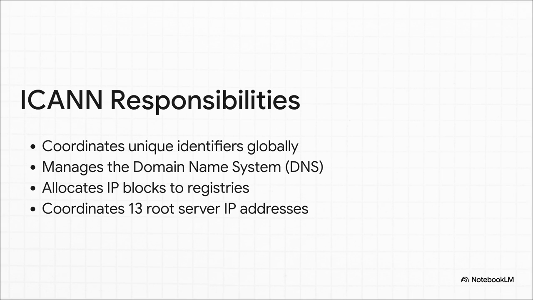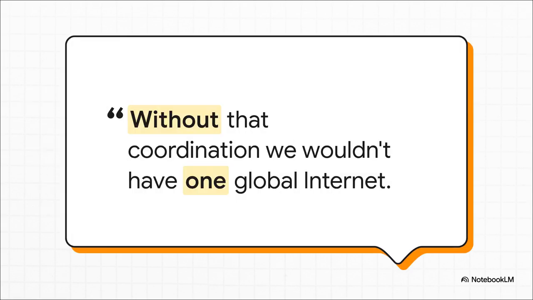Well, that massive job belongs to ICANN, the Internet Corporation for Assigned Names and Numbers. They're this decentralized, nonprofit partnership acting as the overseer of the Internet's naming system. They coordinate unique identifiers globally and allocate massive blocks of IP addresses out to regional registries. Crucially, they manage the Domain Name System, or DNS. That's what translates those confusing strings of IP numbers into human-readable names like ICANN.org. They even coordinate the 13 vital root server IP addresses, which basically act as the master directory for the entire Internet.